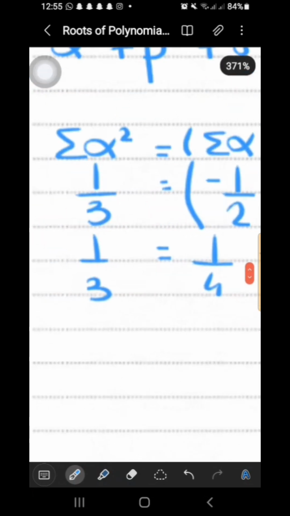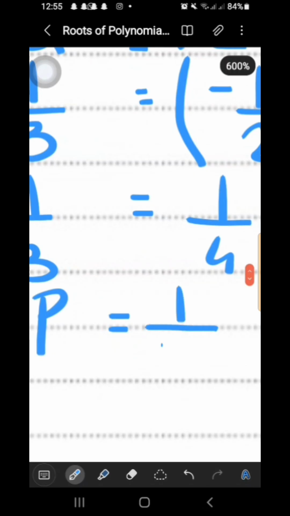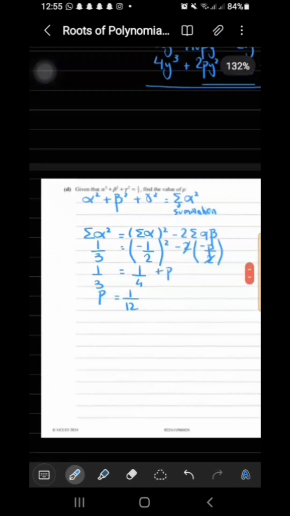We can get the value of p easily. 1 divided by 3 minus 1 divided by 4 is 1 divided by 12. This is the answer. You can check the marking scheme for p.